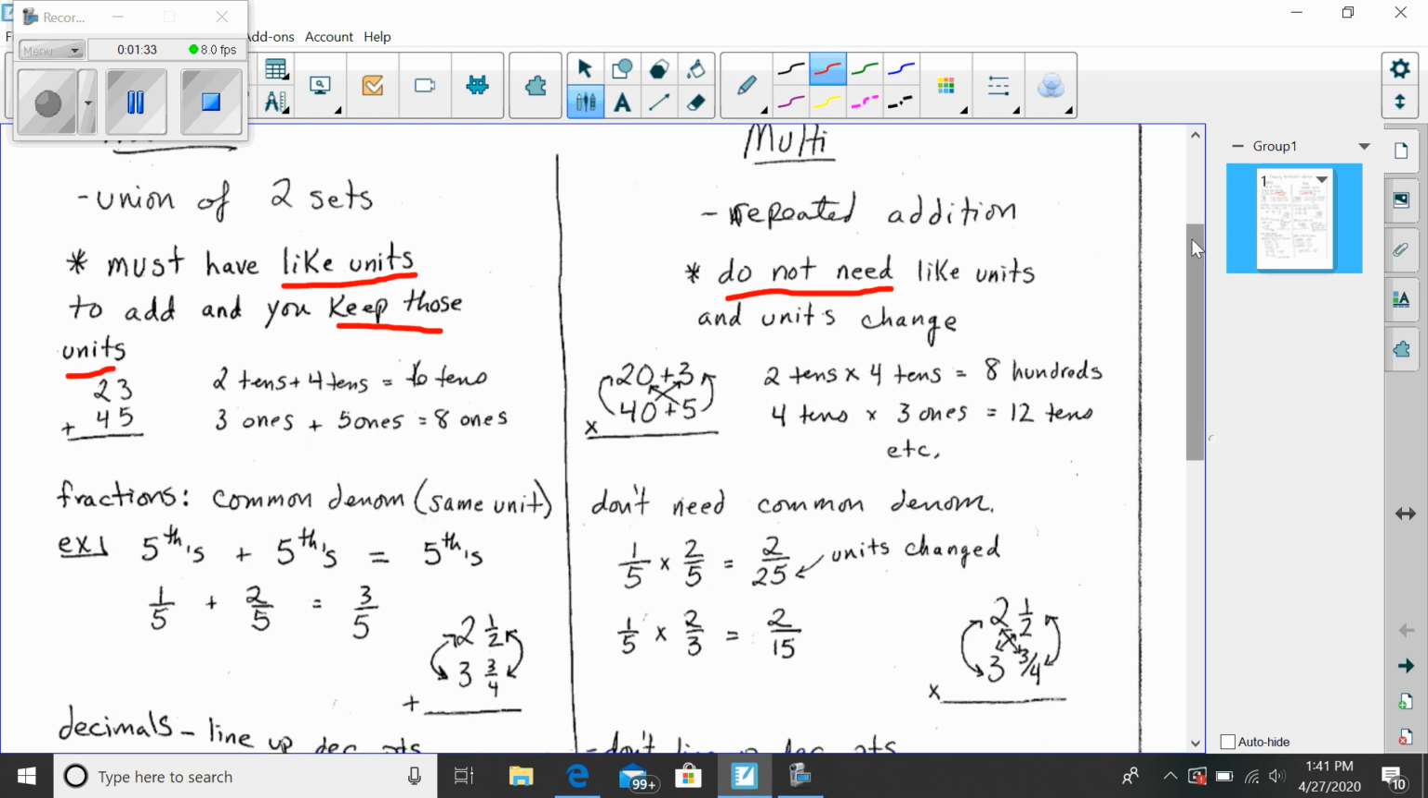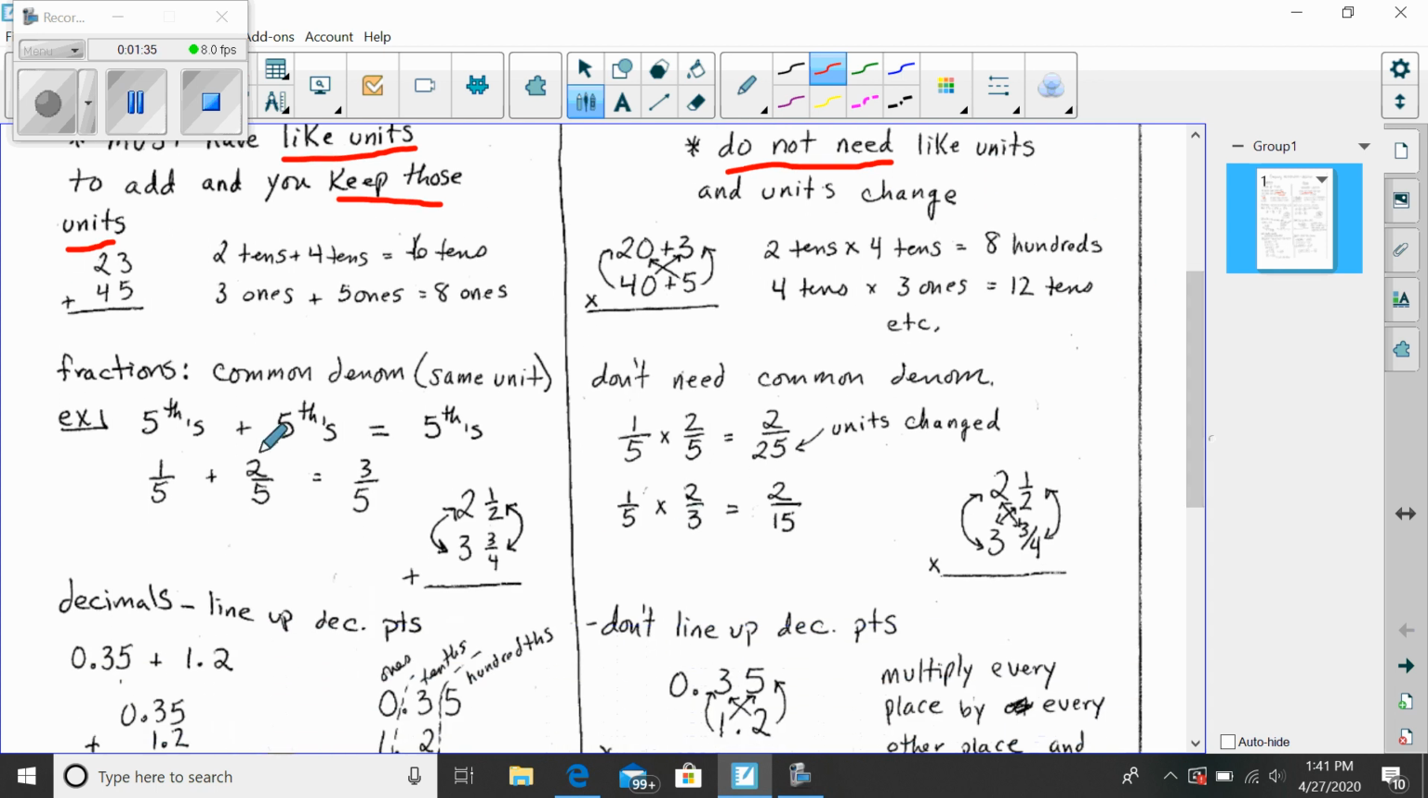So let's start right in with whole numbers. Remember, to add whole numbers, you add ones and ones and get ones. We add tens and tens, and our answer is in tens. So we only add like things, whereas in multiplication, we have to multiply every place by every place.